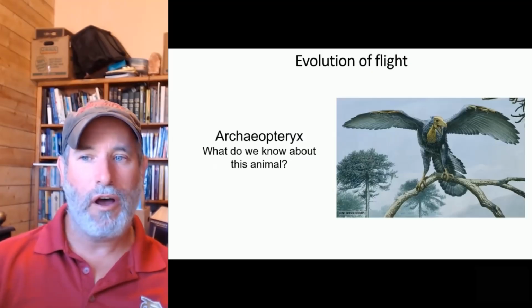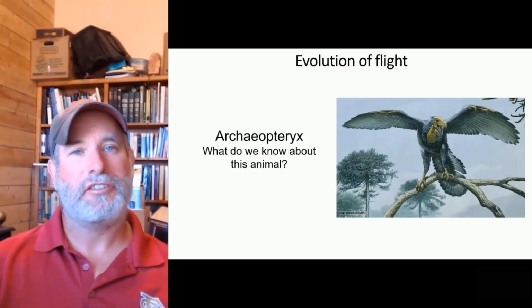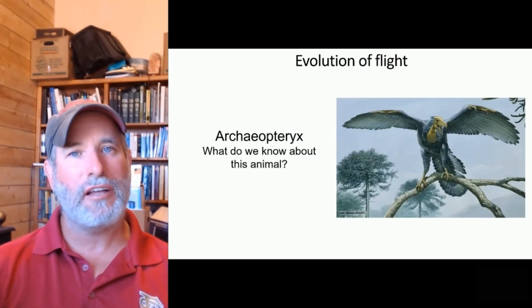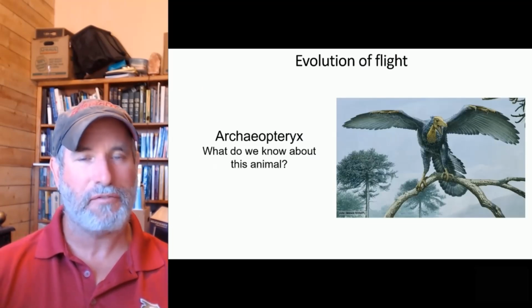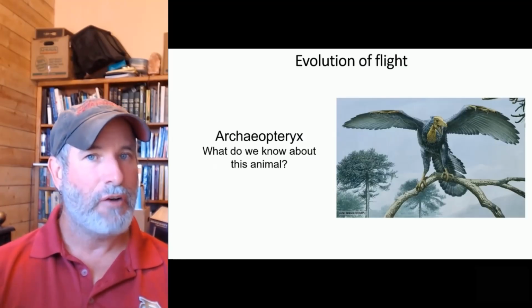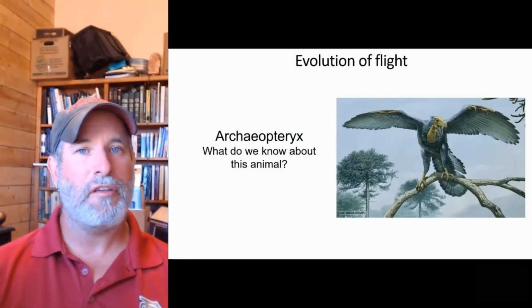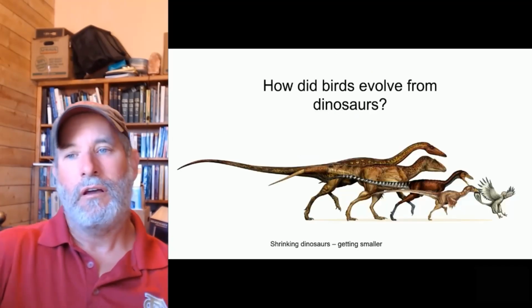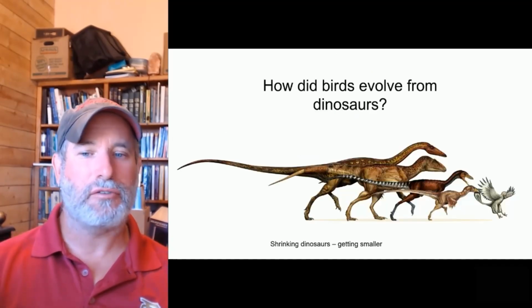And this is what it looked like. This is an artistic rendition, and this is a lot less artistic license than you would think. It's actually fairly accurate because, believe it or not, they have actually pulled pigments from the feathers of this bird, showing that it was probably dark and crow-like. So how did birds evolve from dinosaurs?